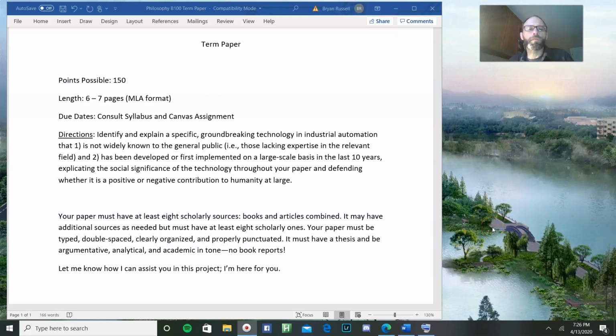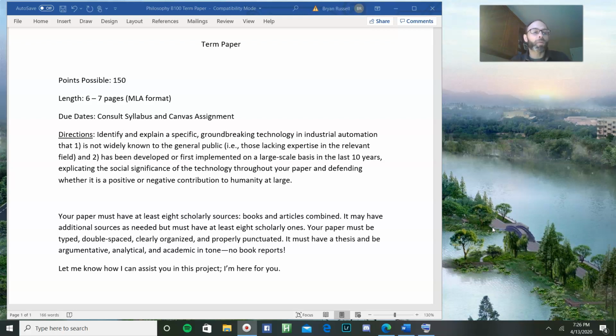Hi all, this is going to be a short video about your final term paper assignment. In this video, I'm going to go over the assignment sheet and talk about some ways you can develop your paper. And then I'm going to read through an example paper that isn't for this class. It's an example argumentative paper to talk about how you should be writing a term paper in a philosophy class, an argumentative paper. So first, let me go over the assignment sheet.